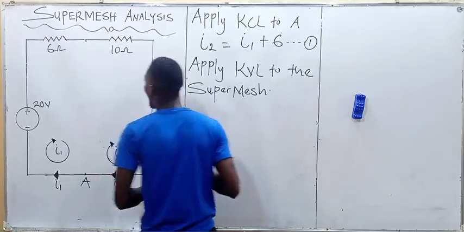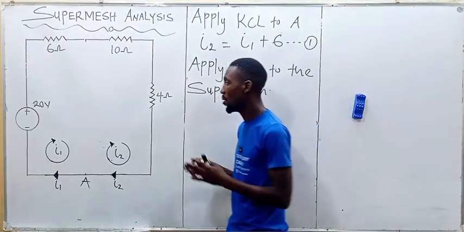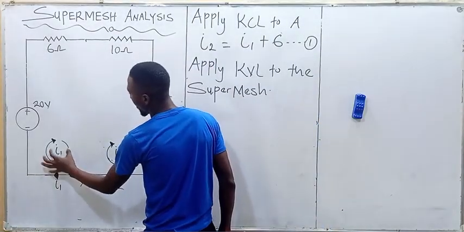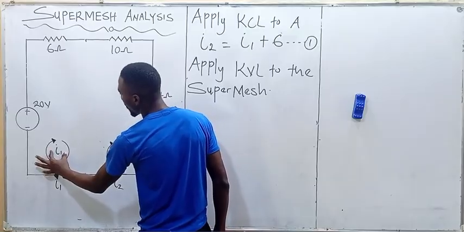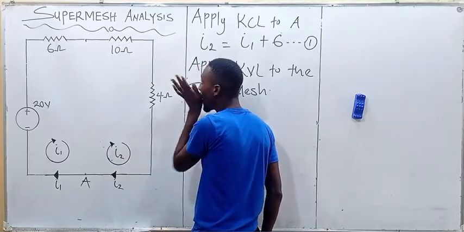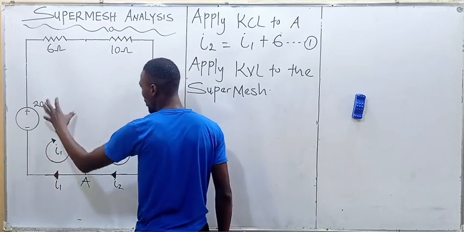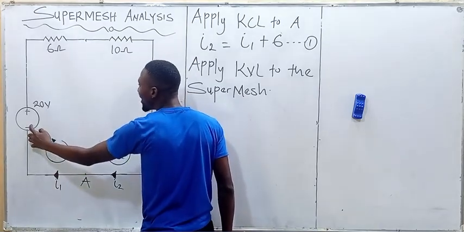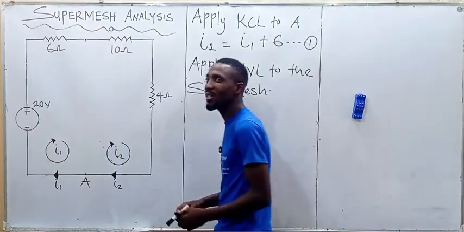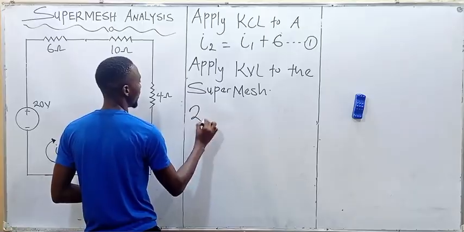All right, so that's it. Now, how do we apply KVL? Very simple. This is our current for mesh 1. This is the assigned current for mesh 2. Now we are moving in a clockwise direction. So let's start with mesh 1. We are moving from negative to positive, so it shows that we are going to have a voltage gain. So that is going to be 20.